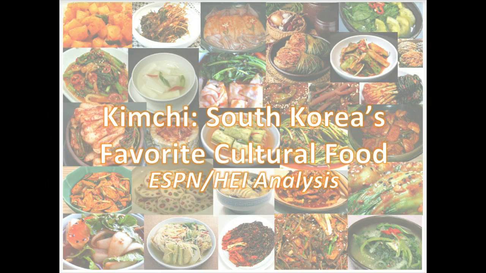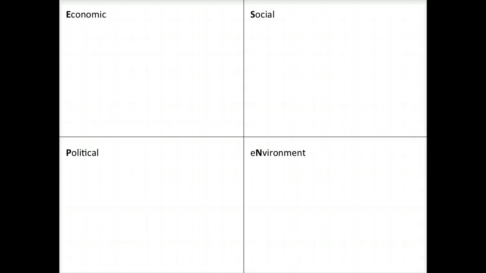So in your notebooks, you're going to take out a sheet of paper and divide the top half into 4 squares. So on the top half of your paper, you're going to have something that looks like this. And the ESPN represents economic, social, political, and environmental factors. So looking at the image that you're going to see, can you identify some contributing factors and analysis, the explanation of what's happening and what is present in the image you're about to see?